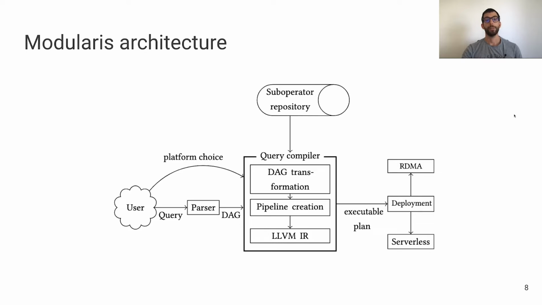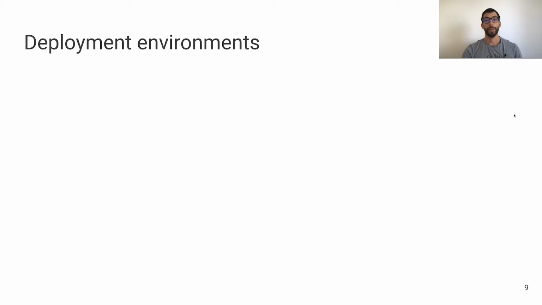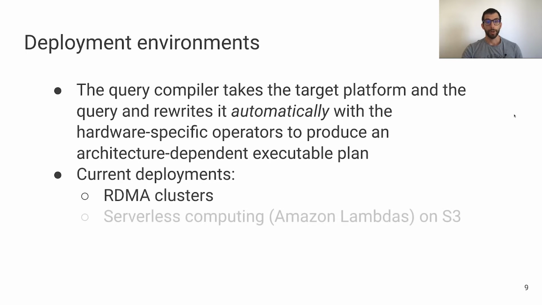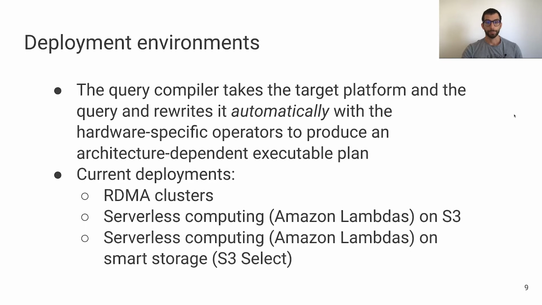Finally, the plan is lowered into LLVM-IR and just-in-time compiled to native machine code, and it is deployed to the specific platform that the user has chosen. As it is clear from the previous picture, the query compiler takes the target platform and the query and rewrites it automatically with hardware-specific operators to produce an architecture-dependent executable plan. The current deployments are RDMA clusters, Amazon Lambdas on S3, and Amazon Lambdas on S3 Select. Some of the hardware-specific transformations are having a serverless executor that spawns the workers in a tree-plan fashion, or an MPI executor and an RDMA-based exchange operator.